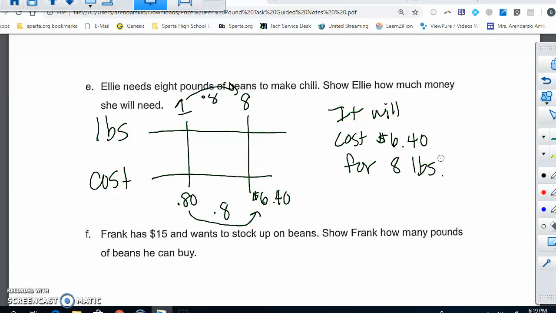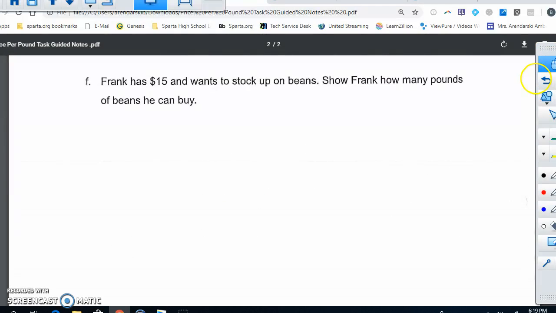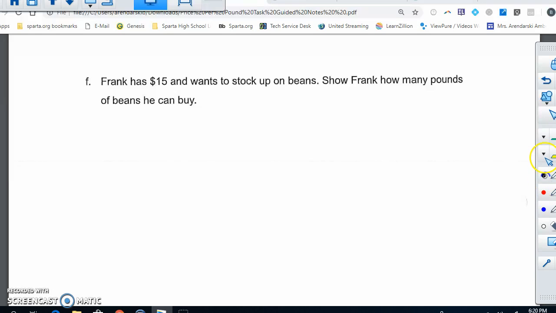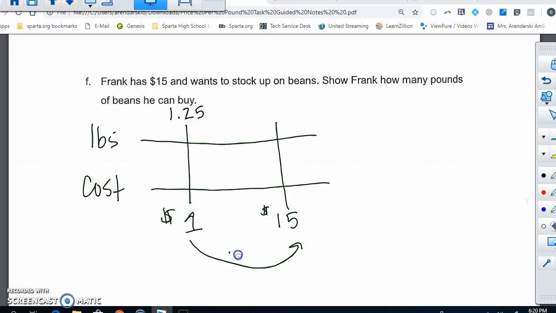Okay, second problem. I'm going to scroll here. Frank has $15 and wants to stock up on beans. Show Frank how many pounds of beans he can buy. So this time we're talking about money. So same setup, pounds, cost. In this particular one, we want to work with $1 because we're trying to get to $15. So we already know that $1 gave us 1.25 pounds, but Frank has $15. So relationship times 15.